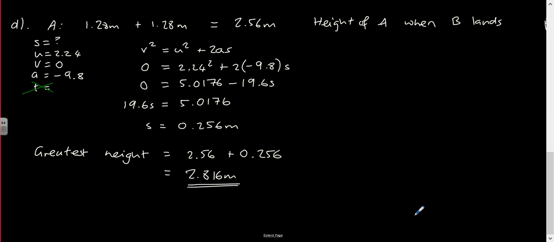Now, it's just important to say it doesn't remain 2.816 meters above the ground. That's the greatest height that it reaches. It then drops back down, and where it ends up is 2.56 meters above the ground. Okay, but the question asked the greatest height reached by A.